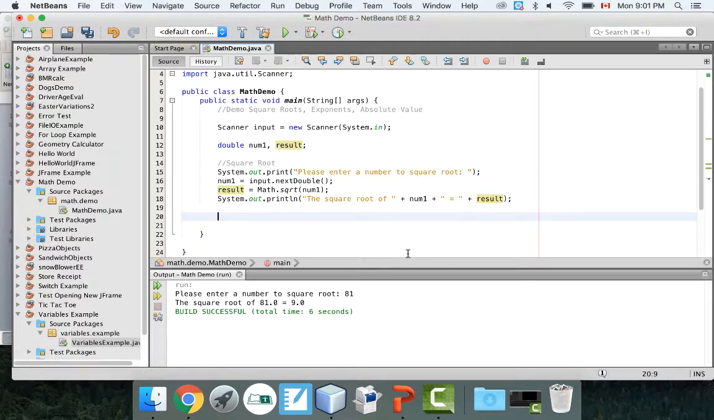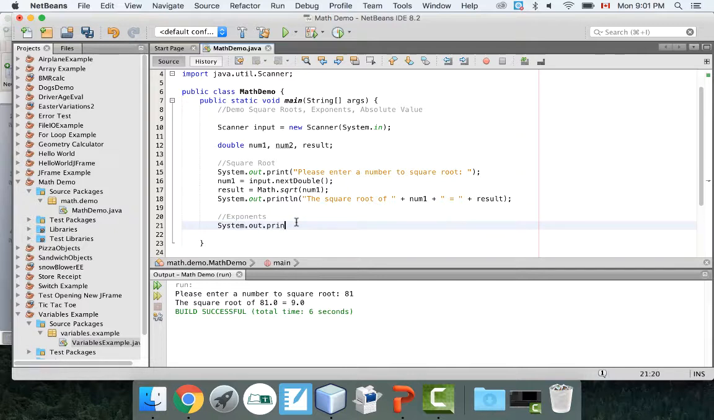Okay, next one let's do is exponents. Now for exponents, I'm going to need actually 2 values. So you know what? Let's create num2. I need a base and an exponent. So let's go with that. Sorry, one sec. Put a little comment there. This is the exponent part.